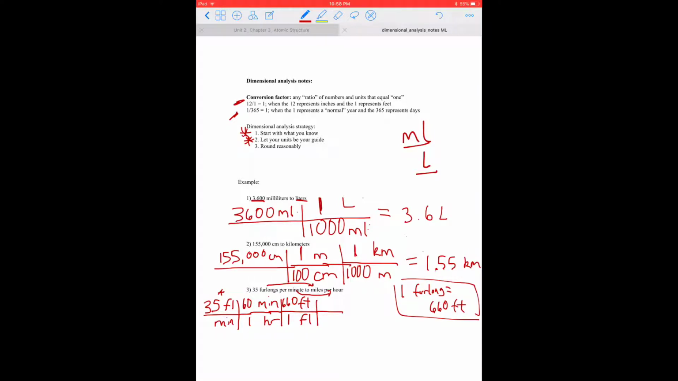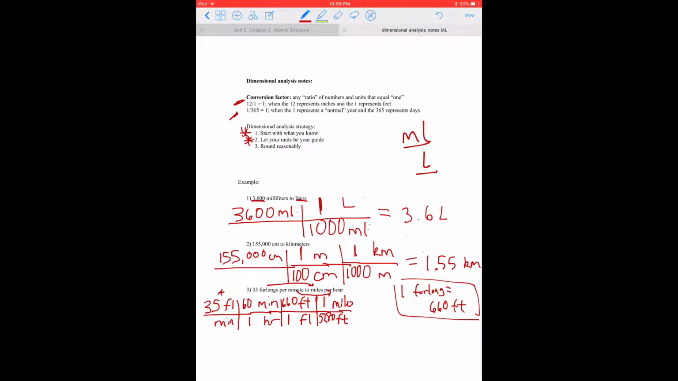Now we need to convert from feet to miles. So we're going to put feet on bottom because we want to cancel feet with feet, and miles on top. Miles is much bigger, so it's going to get the 1 here. And we have 5,280 feet in 1 mile.